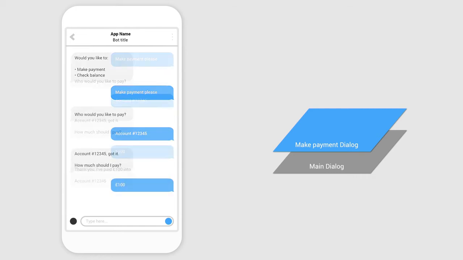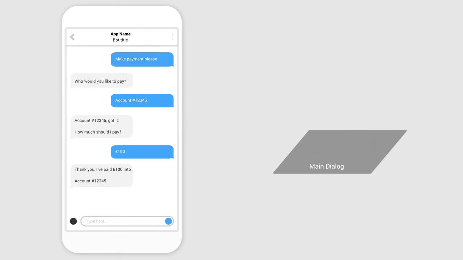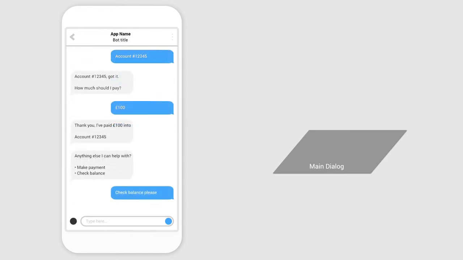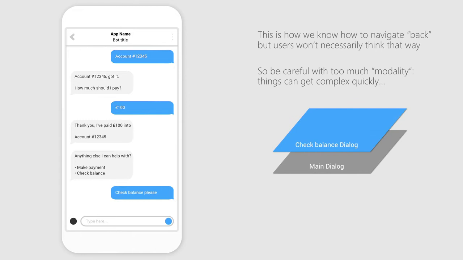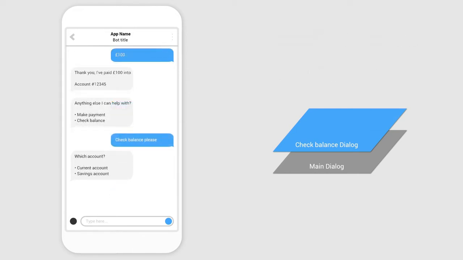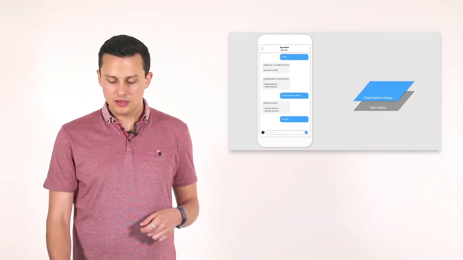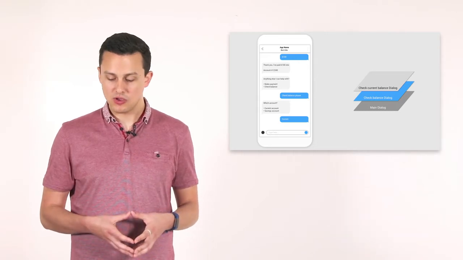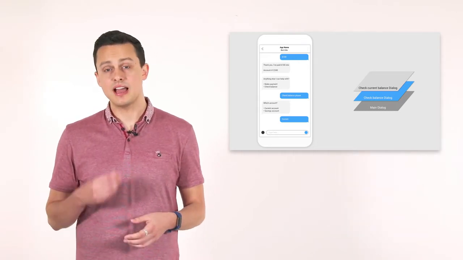Once the payment is complete, we return the user to the main dialog. They can then start another flow. In this case, they're going to check their balance, and unsurprisingly, we start the check balance dialog. So any instructions issued are processed by this dialog now. We may even start another dialog that could be specific to the current account balance check process.